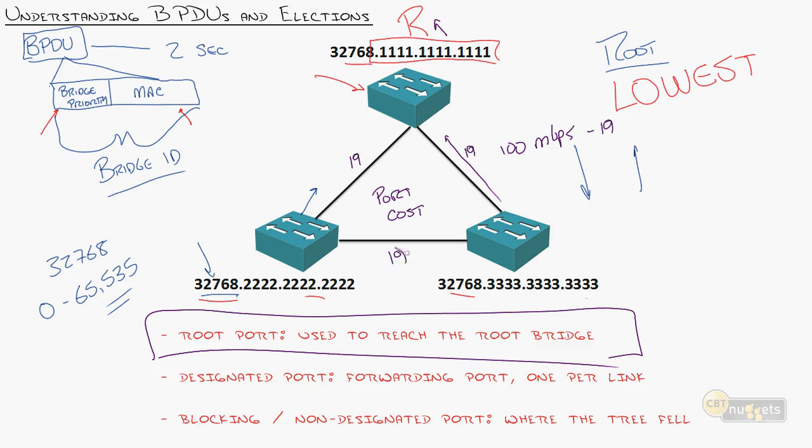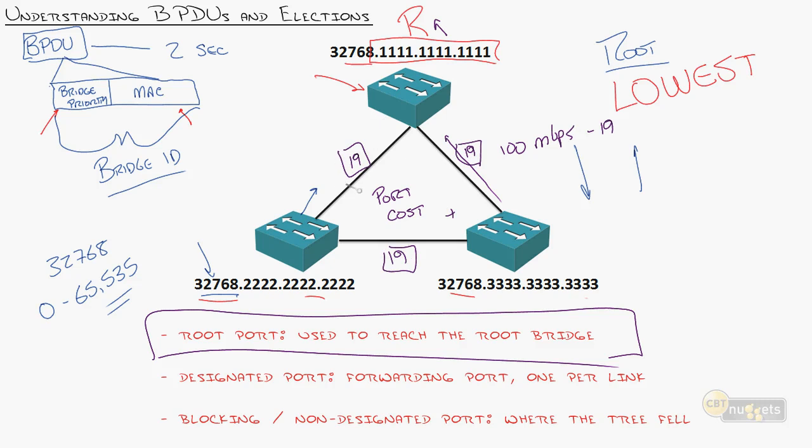They all see the full path because their BPDU passes through all of those links and calculates all of the costs as it goes. So this guy goes, okay, I can reach the root bridge at a cost of 19, or I can go 19 plus 19, so 38, and go that way.